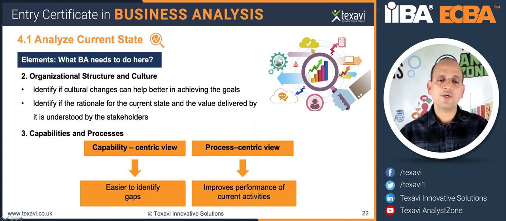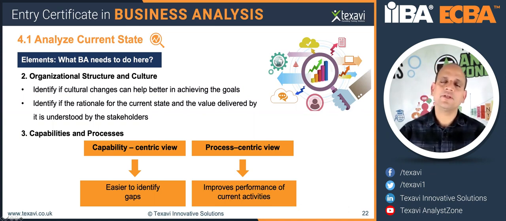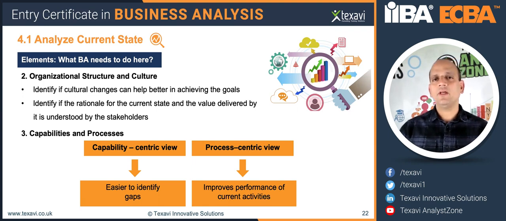And identify the rationale of the current state and the value delivered by it. It is very important that we not only understand ourselves, but we also communicate the rationale, the motivation for why things are like this at the moment. So that's where we need to have proper documentation, understand how things have come to be the way they are, what kind of things have driven them to make sure that we're in the current state as we are. So very important to have that sense of communication across the stakeholders.